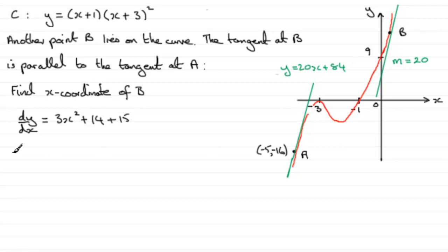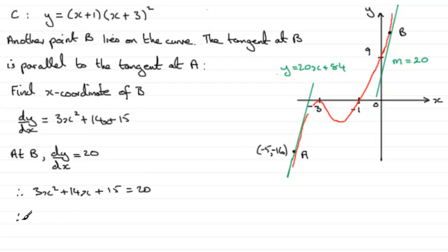So let's just say that at B, dy by dx equals 20. So we can say that therefore 3x squared plus 14x, let's just put that in as 14x, plus 15 equals 20. Now we've got a quadratic equation here, so we need to remove the 20, subtract 20 from both sides, so it equals 0. So we get 3x squared plus 14x, and 15 take away 20 is minus 5, and that equals 0. And we can factorize this.